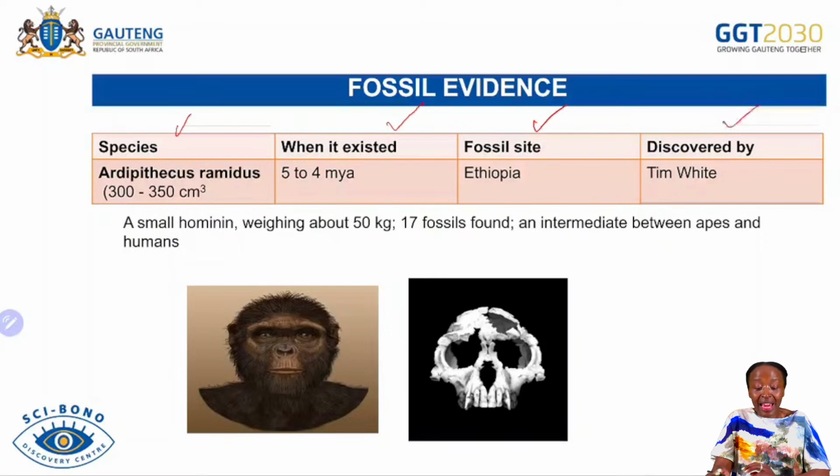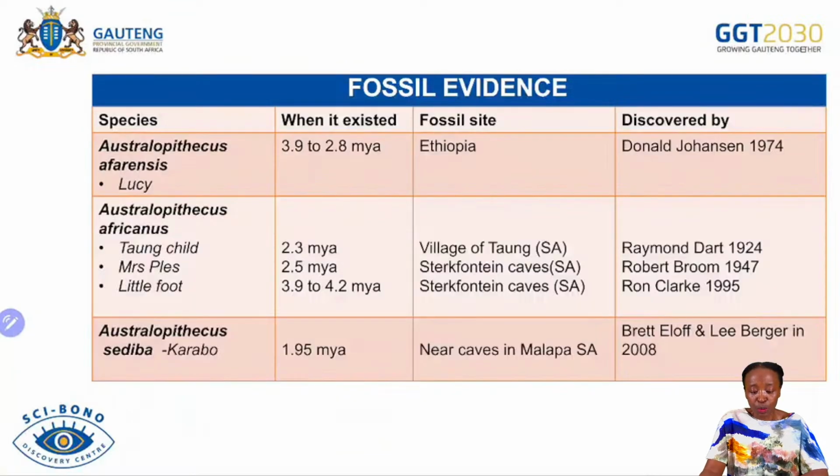The first one, the earliest one, is the Ardipithecus ramidus. We all know about this. When did it exist? It existed 5 to 4 million years ago, and it was found in Ethiopia, discovered by Tim White. This is one of the smallest hominins. The adult weighed about 50 kilograms, and about 17 fossils were found which belonged to this species. It is also regarded as one of those which was an intermediate between the apes and the humans.